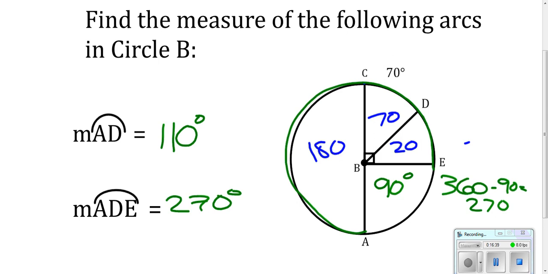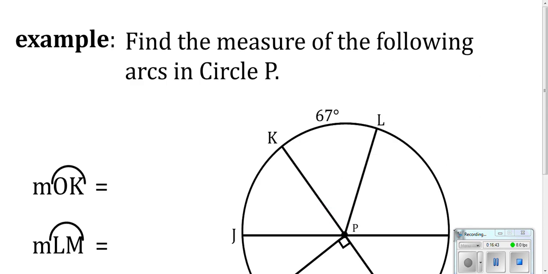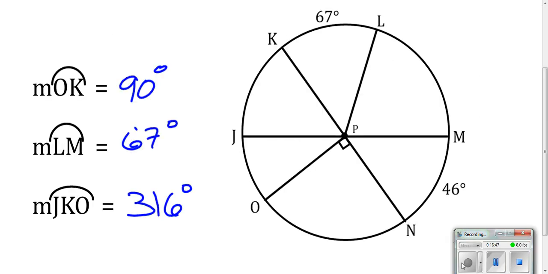Okay, I'm going to pause the video, and I want you to try the example on your own. Give it a shot. Find those arc lengths. Go ahead and pause. Okay, check out your answers.